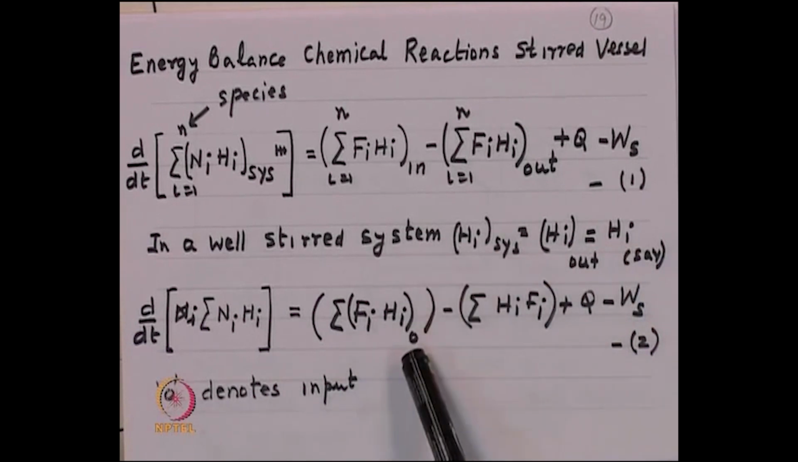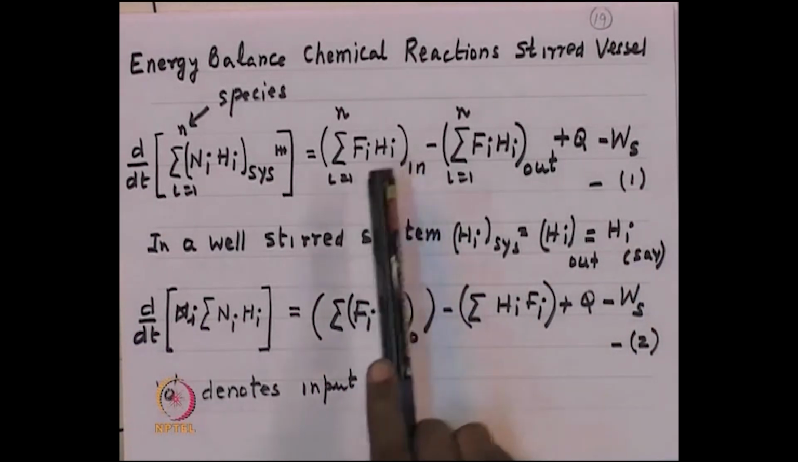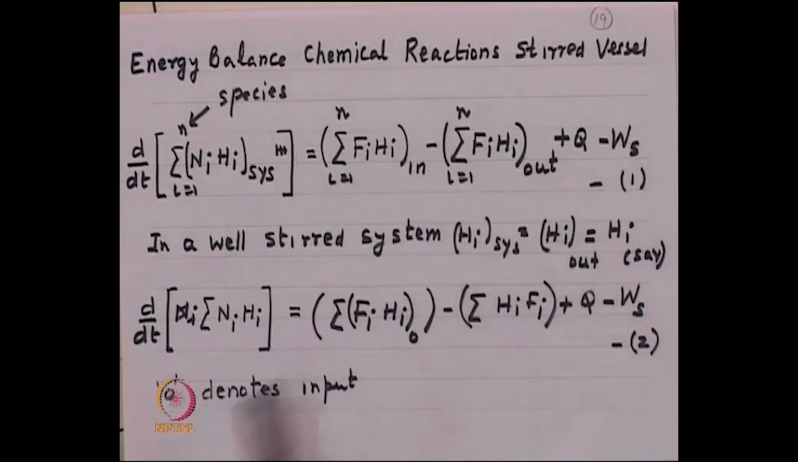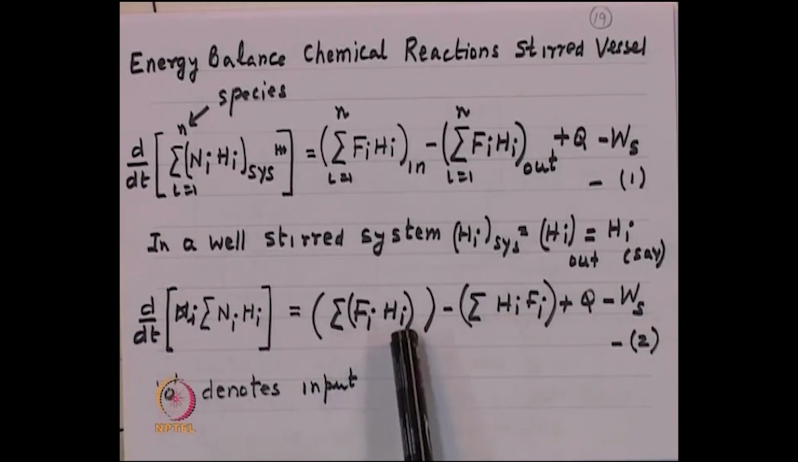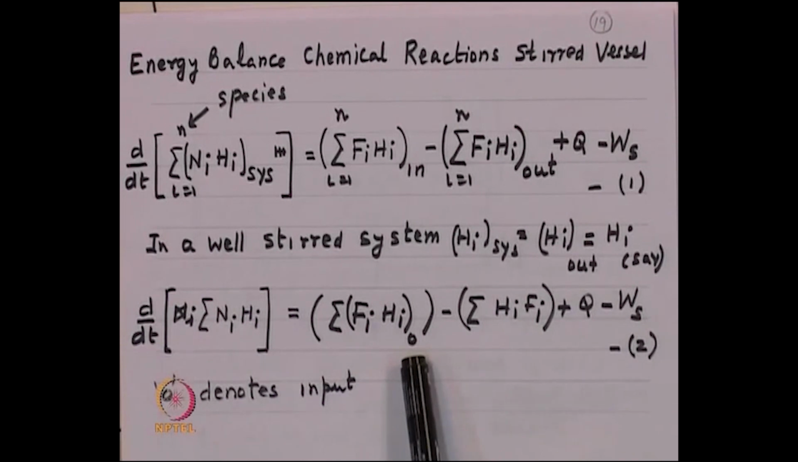And then I put a 0 to take care of input streams. So, in this equation I have written it slightly differently, taking into account the fact that H I in the system is same as H I in the exit stream, while H I and F I in the inlet stream has got a 0 here to indicate that it is an inlet stream.